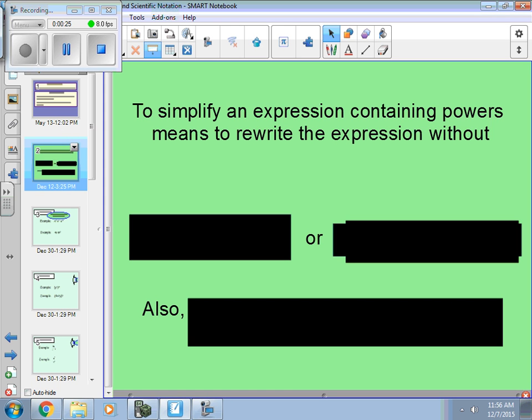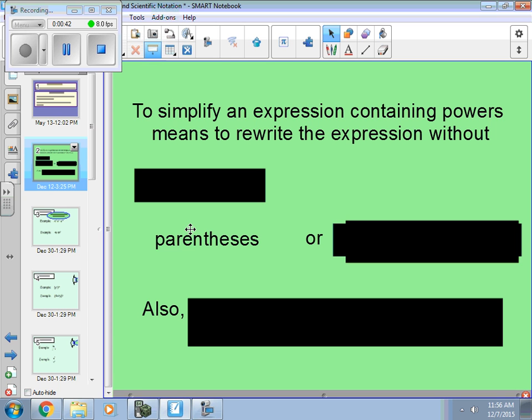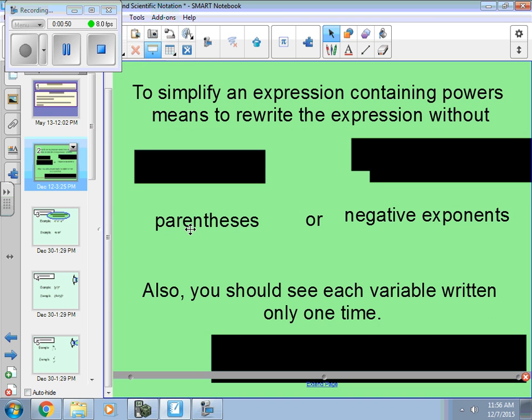Now, when we talk about simplifying an expression that contains exponents or powers, that means to rewrite the expression without any parentheses. Also, we want to rewrite it without any negative exponents. So you should only see variables written one at a time with their powers. So, to simplify an expression, without any parentheses or negative exponents.